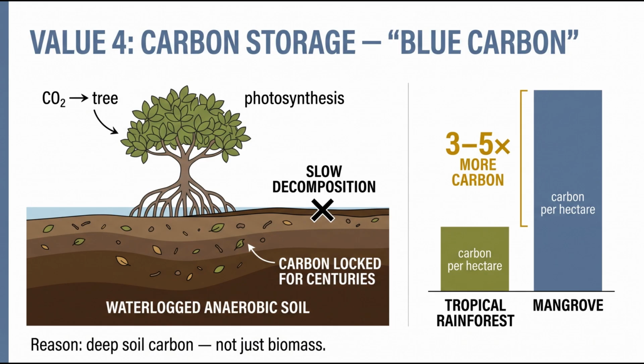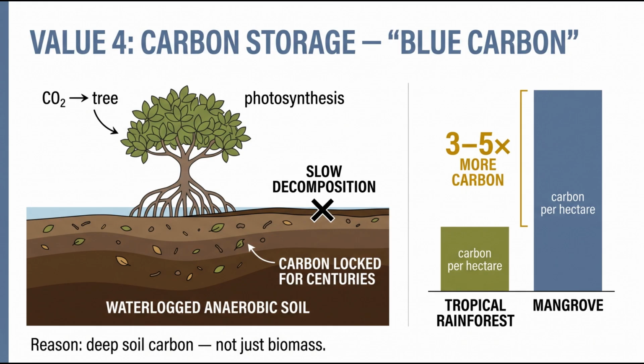Here is how mangroves store carbon. The trees absorb carbon dioxide from the atmosphere through photosynthesis. That carbon is stored in the wood, the roots, and the leaves. When the trees eventually die and their leaves fall, the organic matter enters the soil beneath them. And here is the crucial part. The soil beneath a mangrove is waterlogged and anaerobic. Remember that from V15. In those conditions, decomposition happens extremely slowly. The organic matter, the carbon, gets locked in the soil for centuries.